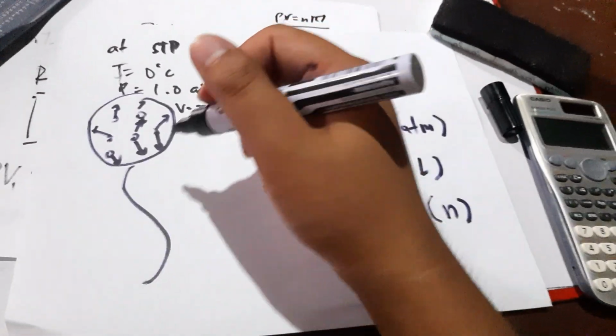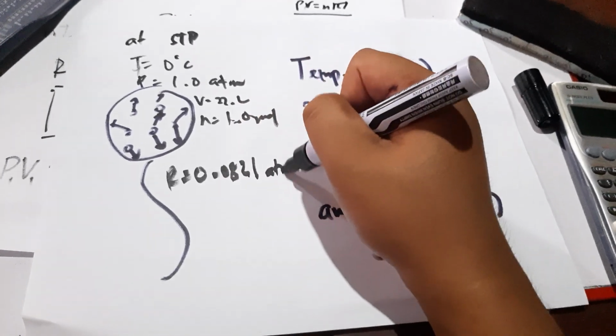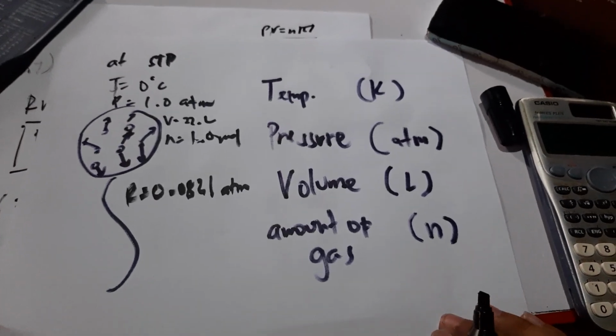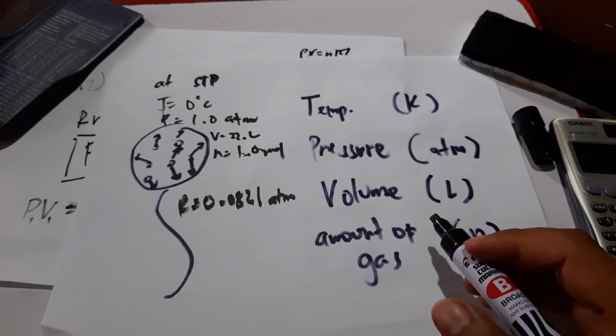And this will lead you to R. R is 0.0821 atm. So basically, this is it for all the gas equations. The PV equals nRT and this stuff right here.